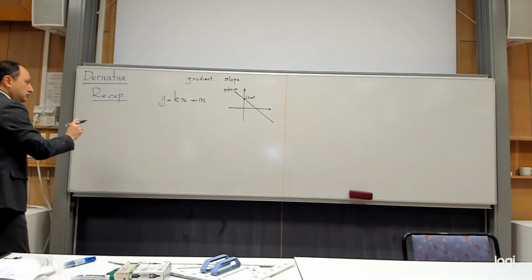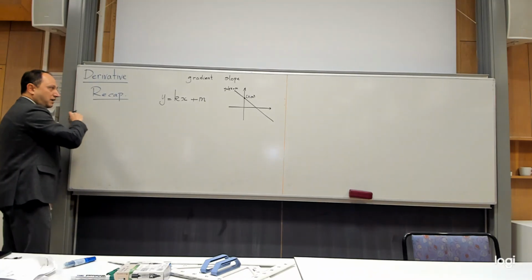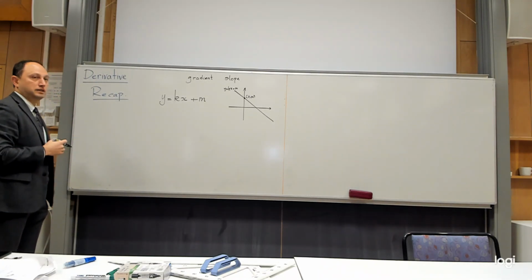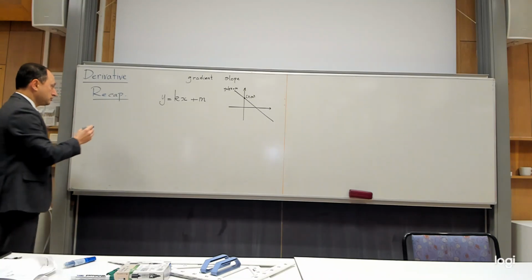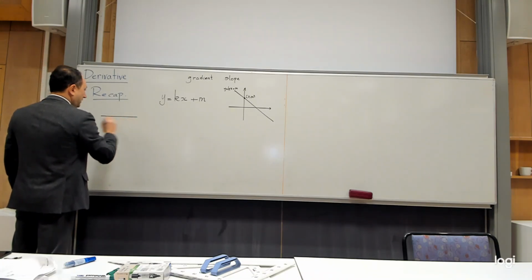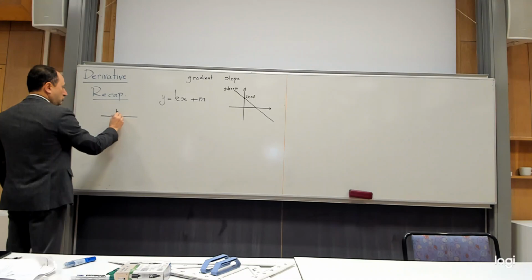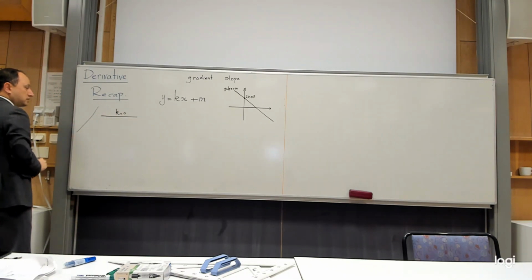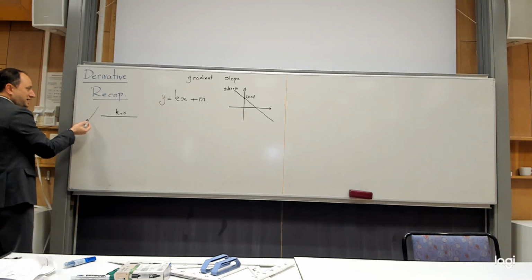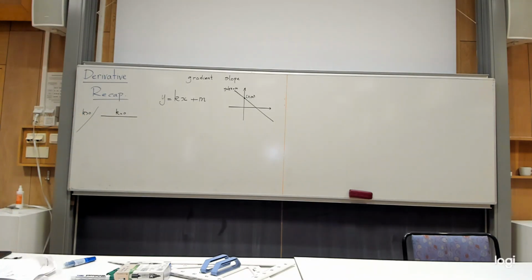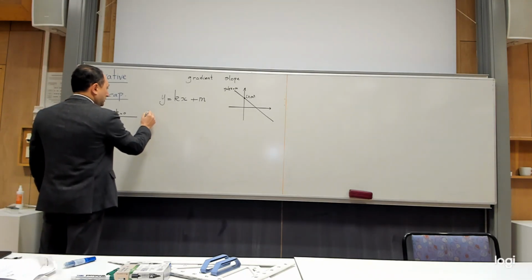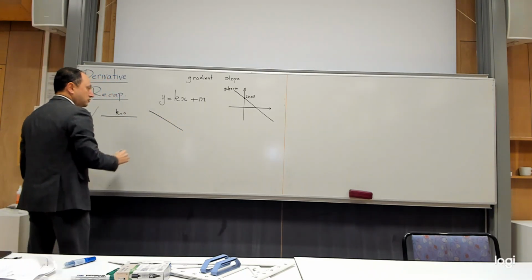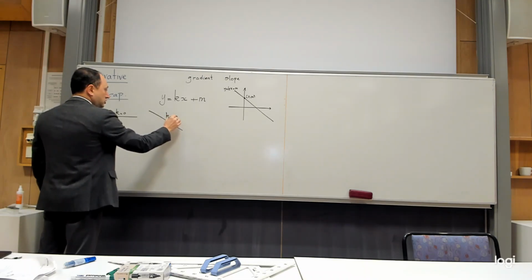By the way, do you remember if I have a horizontal line, what will be the slope? 0. So it's good to remember these things. For a horizontal line, the slope is 0. If you have a line inclined in this direction, of course the exact value depends on how steep the line is, but it is definitely a positive slope. And if you have a line inclined in that direction, it is a negative slope.